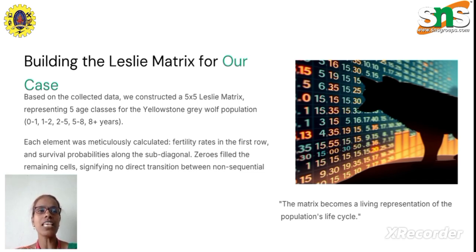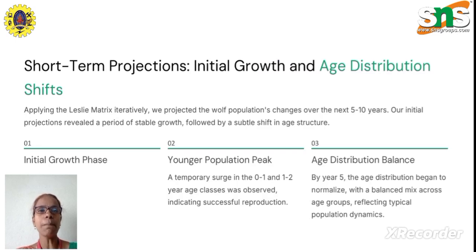The next thing is short-term projections: initial growth and age distribution shifts. Here we apply the Leslie matrix iteratively. We projected the whole population changes over the next 5 to 10 years. Our initial projections revealed a period of stable growth followed by a subtle shift in the age structure.